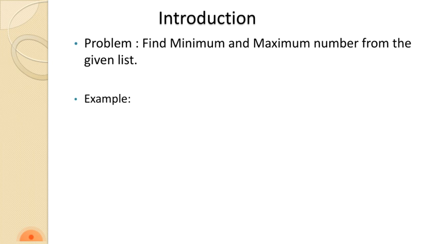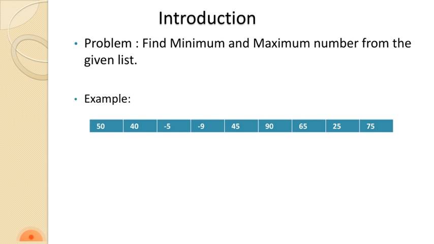Just take one example. Suppose we have a list of numbers: 50, 40, minus 5, minus 9, 45, 90, 65, 25, 75. This is a random list of numbers, and we want to find the minimum number and maximum number of the list. This problem is known as the minimum and maximum problem.